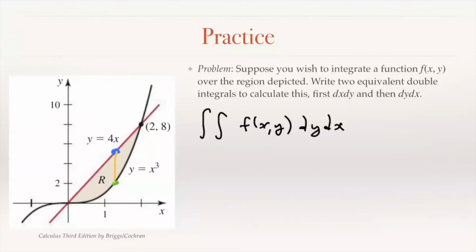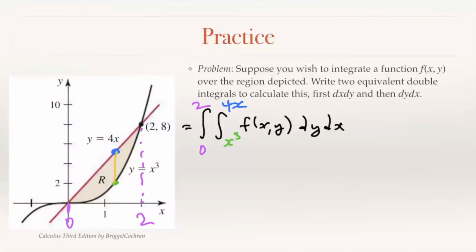Okay, so first, doing it dy dx, that means that we're slicing first parallel to the y-axis, and it looks like we are going from y equals x cubed up to y equals 4x, finding that area above that. And then we are adding together all of those areas between x equals 0 and x equals 2. Okay, so that'd be our integral dy dx.